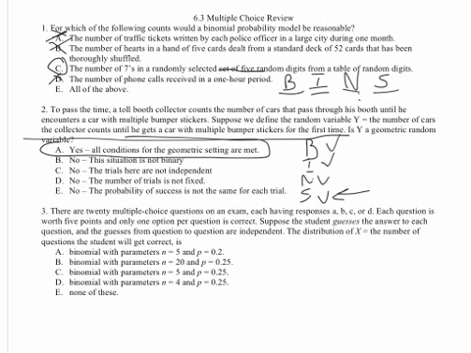Number 3, there are 20 multiple choice questions on an exam, each having responses A, B, C, or D. Each question is worth 5 points and only one option per question is correct. Suppose the student guesses the answer to each question and the guesses from question to question are independent. The distribution of X, which is the number of questions the student gets correct, is what?